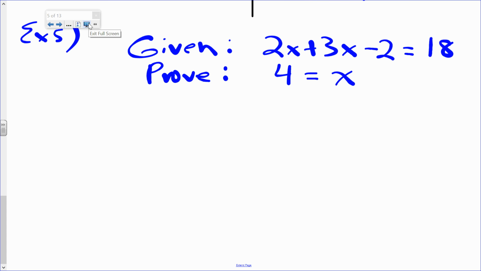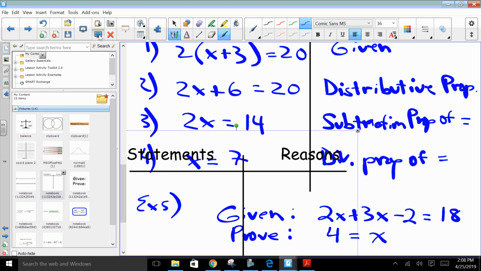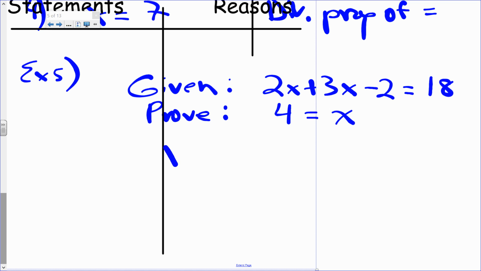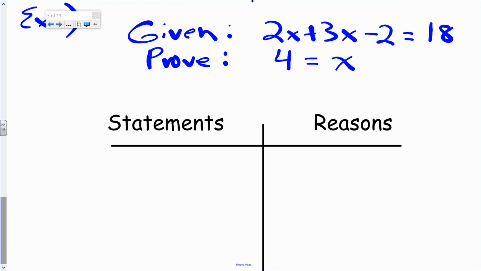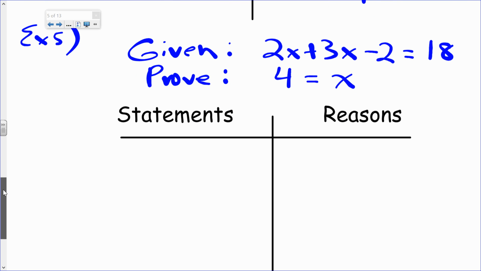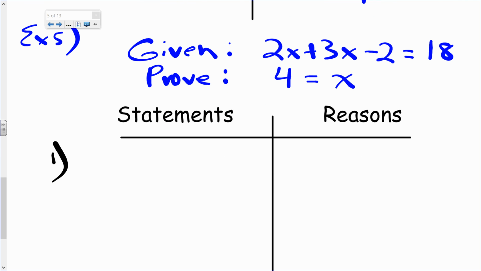Let me get my statements and reasons out. Watch this. Good idea, Martinez. Great idea. Here we go. Statement 1. Tapia, what should I write for statement 1?